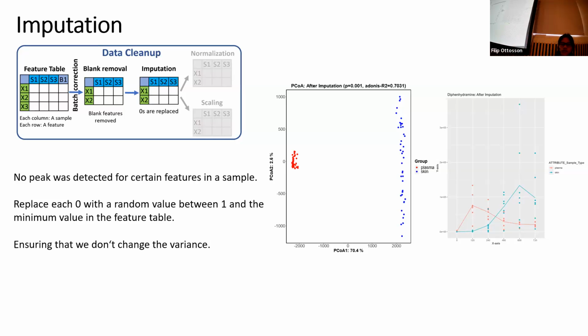And this is what you observe here. As you see in the plot, the variance is actually between the two different sample types, of course, plasma and skin samples. After imputing, there is also some variance in the second axis, but it's just way less, only 2.6% contribution.